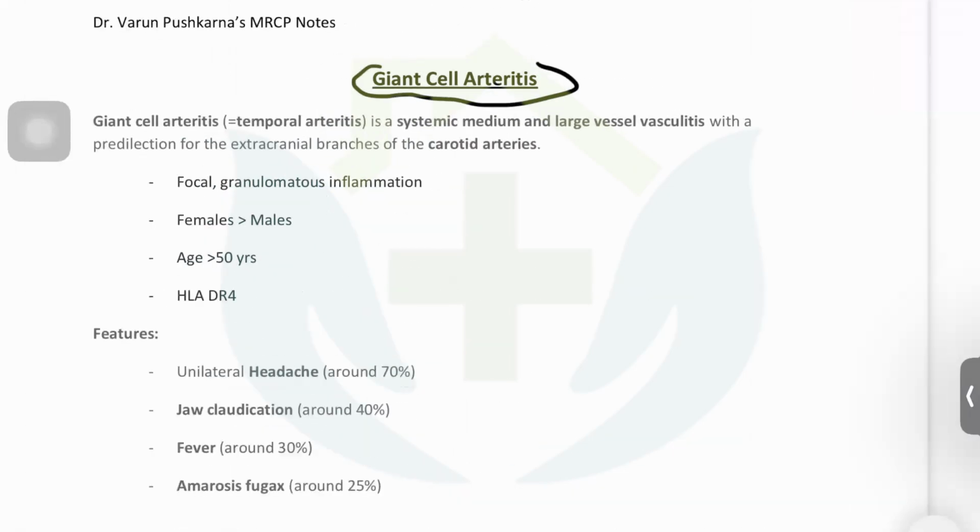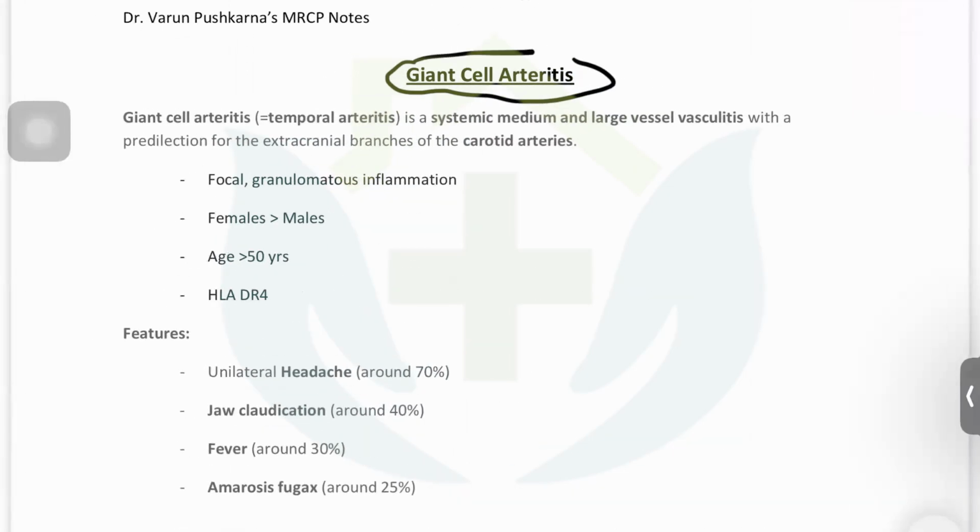So giant cell arteritis, very common and very, very pertinent and very, very recurrent. You will find at least 3-4 questions from giant cell arteritis in the exam. So many times people confuse it with PMR when it is just that it is associated with PMR, polymyalgia rheumatica. So they are not interchangeably used. You have to understand that in polymyalgia rheumatica, giant cell arteritis may be present.